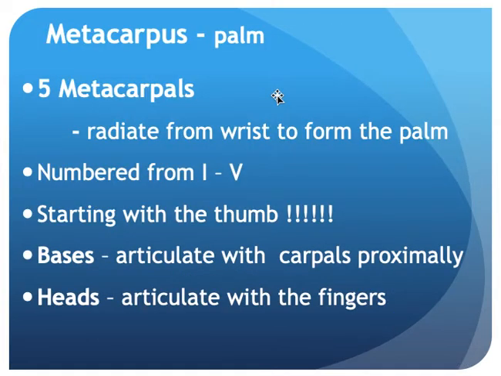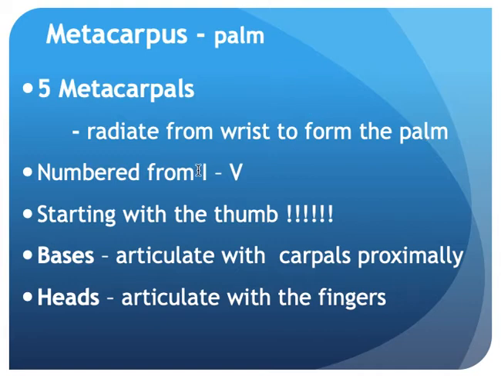So we get to the metacarpus, which is the palm. You have 5 metacarpal bones. They're going to radiate from the wrist to form the palm. Okay, so these are coming off of those carpal bones. They're moving up, and distally, they're going to form those big knuckles. More proximally, they're going to form that wrist joint for me.